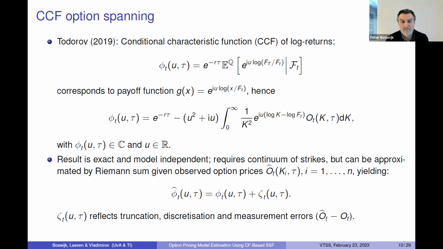And then there will be measurement errors in practice between what might be a theoretical option price and the observed option price, for example, because of market microstructure noise or other kinds of deviations that we typically encounter. So that's why the zeta t that you see right at the bottom is an error, a composite error, if you will, caused by truncation, discretization, and measurement errors. Next slide, please.